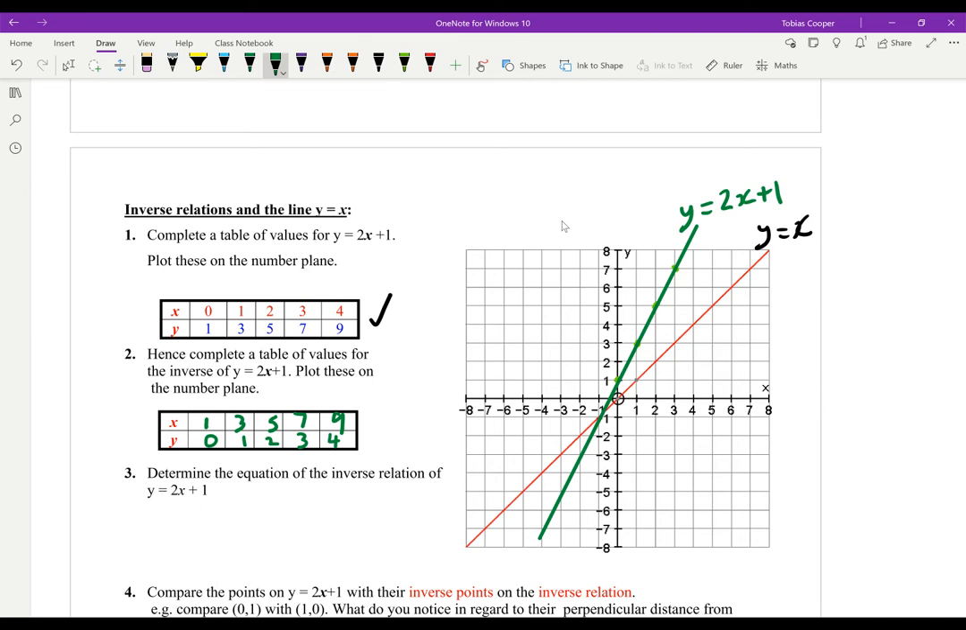Now I'm going to plot those points. So I've got 1, 0 here. And I've got 3, 1 here. Then 5, 2. And then we've got 7, 3. And the other one won't fit, but that's okay. Okay. So let's take that line there, and we'll draw a line through those points.